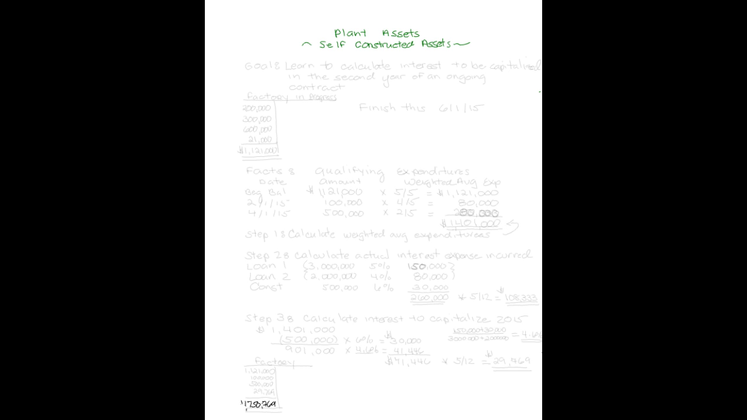Welcome back, my friends, to my discussion on the area of plant assets and self-constructed assets. Our goal is to learn to calculate the interest to be capitalized in the second year of an ongoing contract. And it's going to be an interesting example because it's a mid-year besides being the second year. Let's bring forward some information to refresh our mind, shall we?